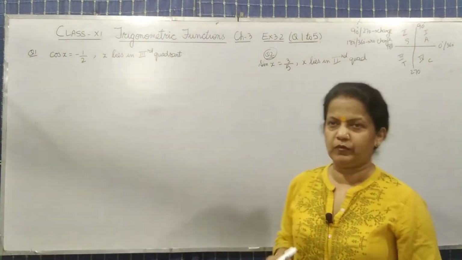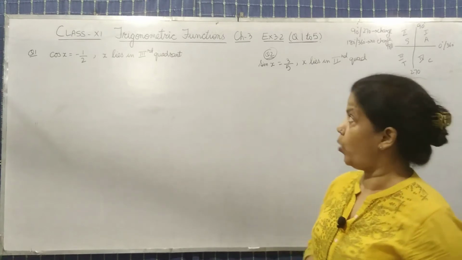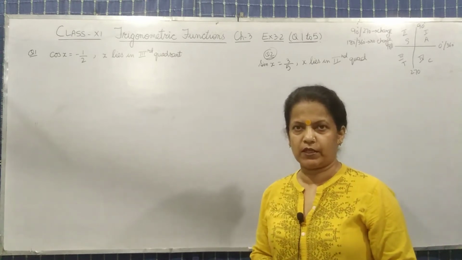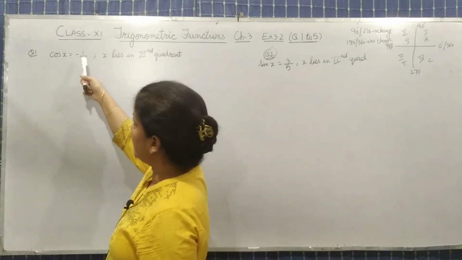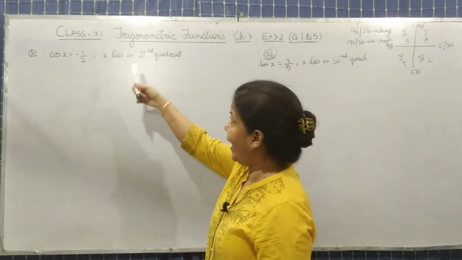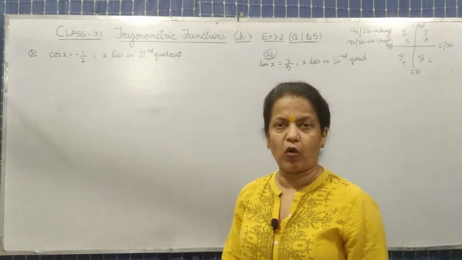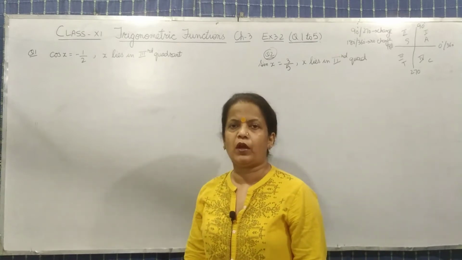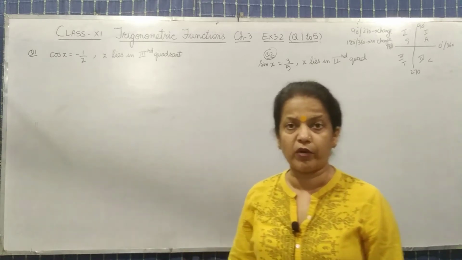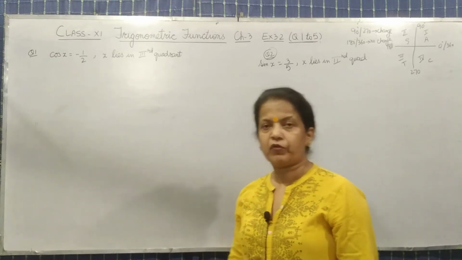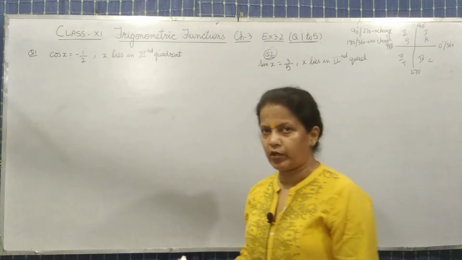Hello everyone. We will be taking question 1 from exercise 3.2. Question 1 is, it is given that cos x equal minus half and x lies in third quadrant. Now we have to find out all the remaining trigonometric ratios, which means the remaining 5 trigonometric ratios.